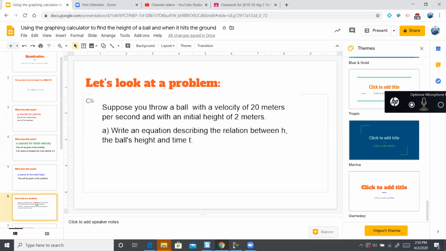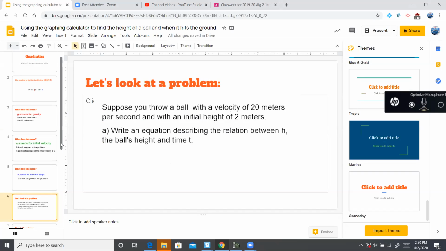So we're going to look at our first problem here. It says, suppose you throw a ball with an initial velocity of 20 meters per second, with initial height of 2 meters. Write an equation describing the relationship between the ball's height and the time. I didn't put initial in here, I needed to. So if you look, this is our initial velocity. That's your V sub 0. This is our initial height. That is H sub 0.